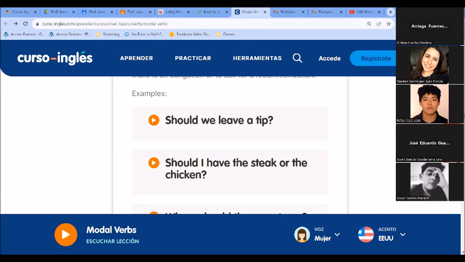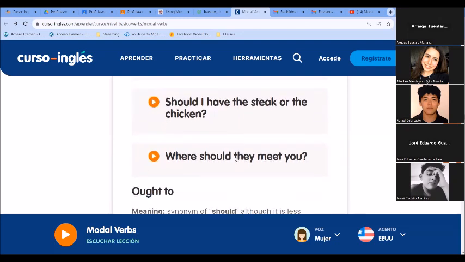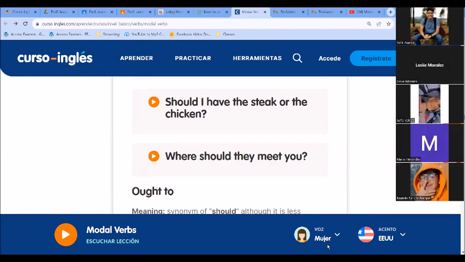Should I buy the ticket here or should I buy it online? Should I? This helps us to get some understanding of the rules. Should I have the steak or the chicken? Where should they meet you? You want to know what's the best option. And these are what we call the suggestions that you're asking for, the opinions you're trying to get with should. All right? Next up, ought to.